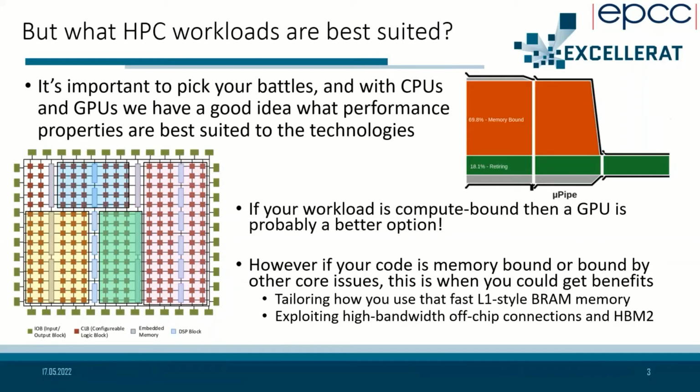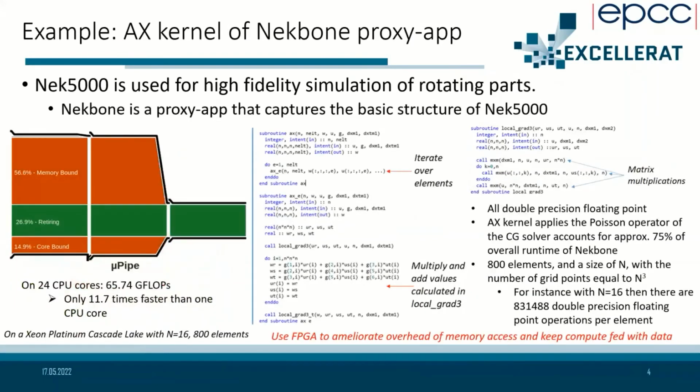So very briefly, the first thing that we looked at, and we've heard about it previously during the workshop, is NEKO 5000 and its proxy-app Nekbone, where we are iterating over a whole load of elements. And if you look at the overall runtime of the code, the majority of the runtime is within the CG solver, and when we profiled it, a lot of this is memory bound and core bound. So the theory was, well, by bringing this onto the FPGA, by moving to this data flow approach, can we turn the red into green? Can we fix these issues potentially?